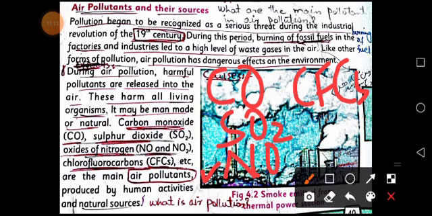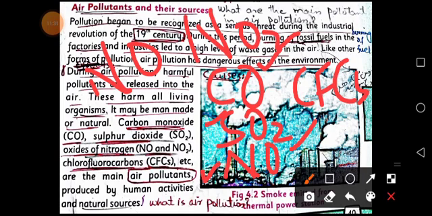So those pollutants which cause air pollution are known as air pollutants, and they contain carbon monoxide, sulfur dioxide, oxides of nitrogen, that is NO, nitrogen oxide and nitrogen dioxide, and also chlorofluorocarbons, CFCs, which in earlier times were used in refrigerators. So the main air pollutants are carbon monoxide, sulfur dioxide, oxides of nitrogen and chlorofluorocarbons.